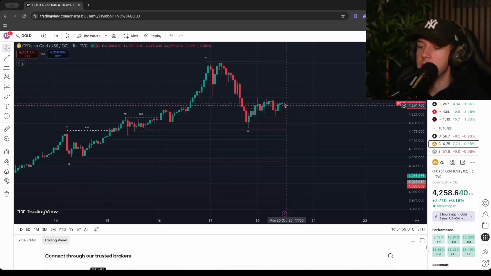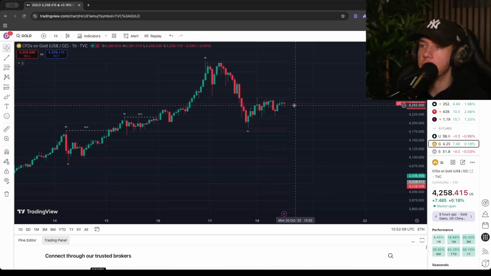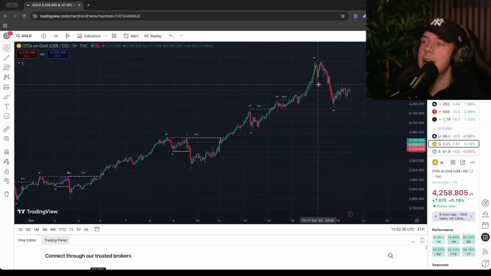Think stop losses, buy stops, sell stops. These orders are fuel for price movement. The market needs liquidity to move. It's like a car needing fuel to drive. Now, here's the key part that a lot of traders overlook. Liquidity builds up above the highs and below the lows.